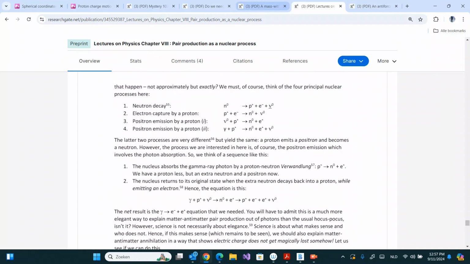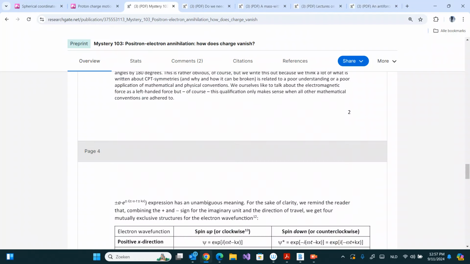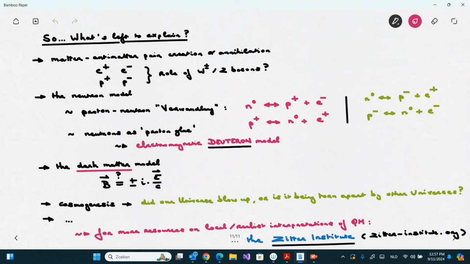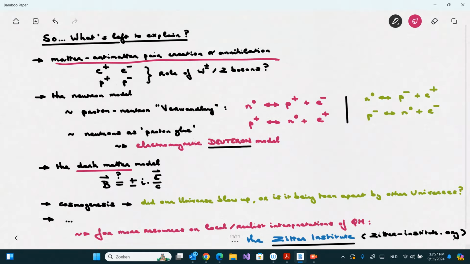This is where I'm going to talk about it. What's left to explain, really? I wrote quite a lot of papers on matter-antimatter pair creation and annihilation. So we have an electron and a positron, a proton and an antiproton, and they are supposed to annihilate each other and produce a very high energy photon.